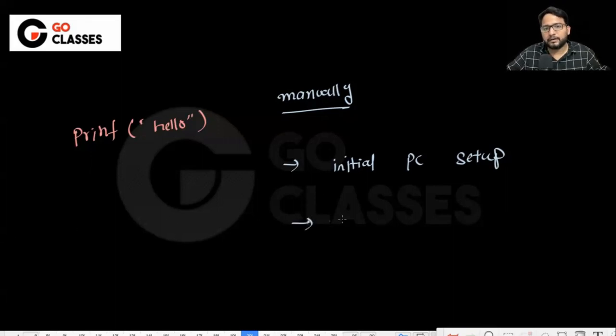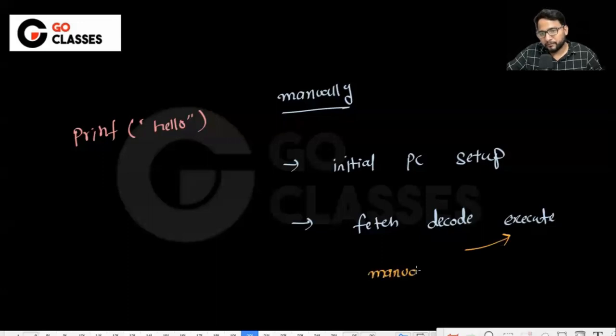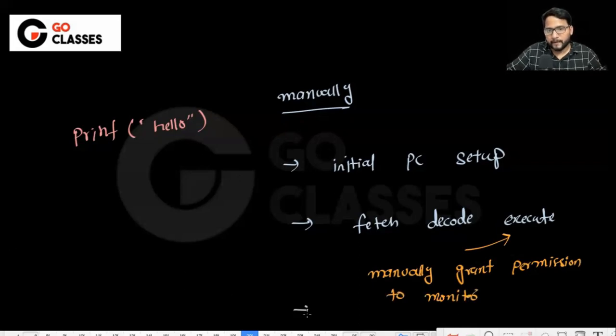So the CPU will be doing fetch, decode, execute, and in this execution we again need the operating system. But since we don't have an operating system, we manually grant permission for the monitor, and increment the PC. So these are the small things that we need to do, right?